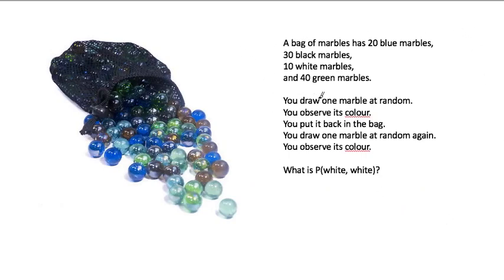If you read this here, you draw one marble at random, you observe its color, you put it back in the bag, you draw one marble at random again, you observe its color. The second marble I'm taking out is not affected by what happened in the first step. So each of these steps, the probability is going to be independent of each other. What's the probability of getting a white marble on the first draw? Well, I got 10 white marbles, like we saw in our first example today, out of a total of 100. So I do favorable outcomes over total outcomes, and that's 10 over 100.